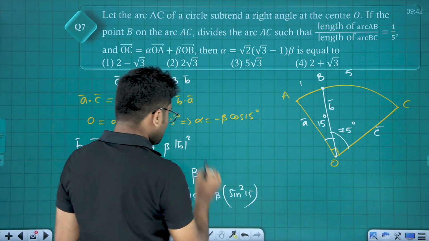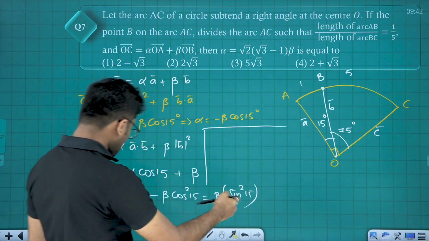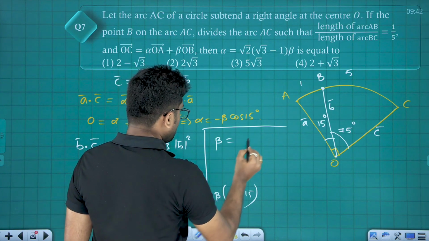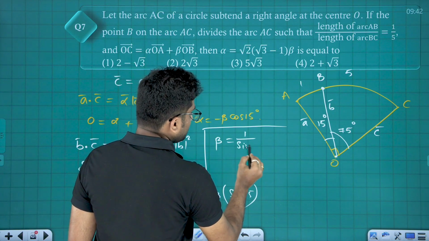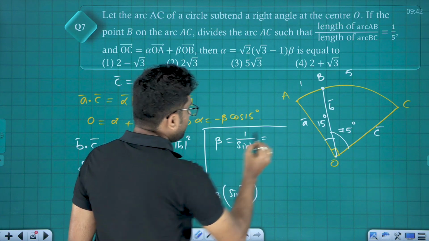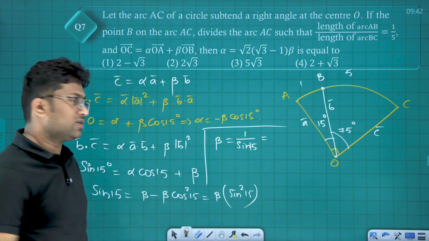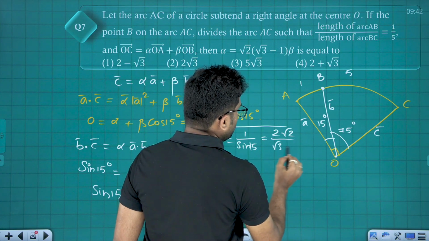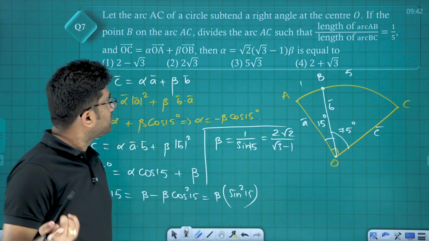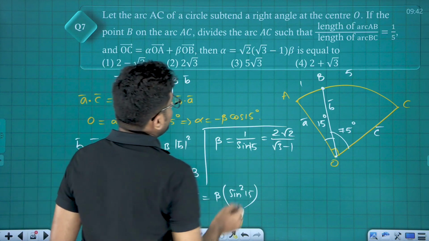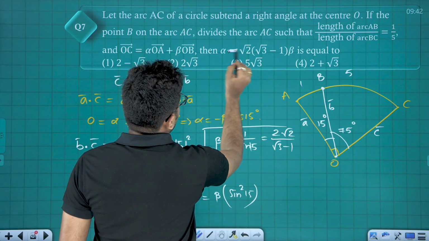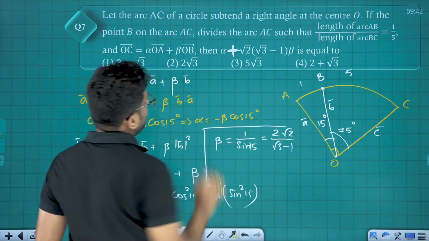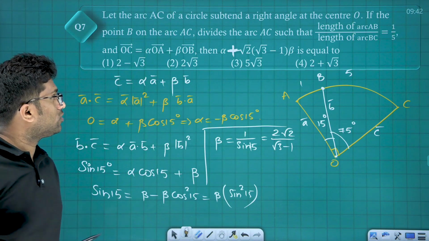So clearly from this, friends, beta sin square 15 is equal to sin 15, which means beta is equal to 1 by sin 15. We know sin 15 value is (root 3 minus 1) by 2 root 2. Reciprocal of that is 2 root 2 divided by (root 3 minus 1). Beta we got. What they are asking is not alpha, it is alpha plus root 2 times (root 3 minus 1) into beta.